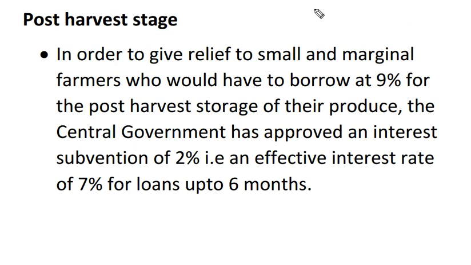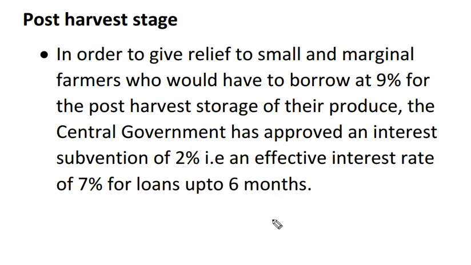Farmers need loans not only for cultivation, but even after harvest. Sometimes in the post-harvest stage, their produce gets damaged because of various reasons. So in order to give relief to small and marginal farmers, who borrow at 9% for the post-harvest storage of their produce, the central government has approved an interest subvention of 2% for 6 months.